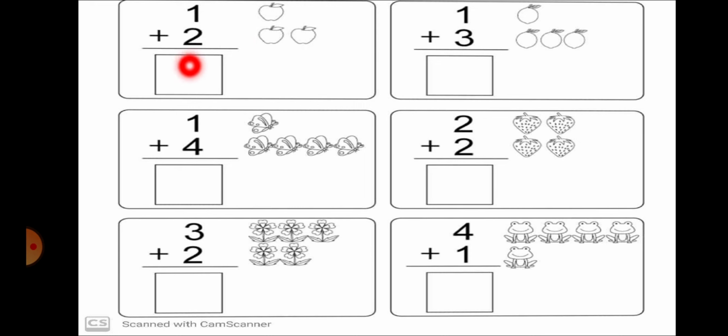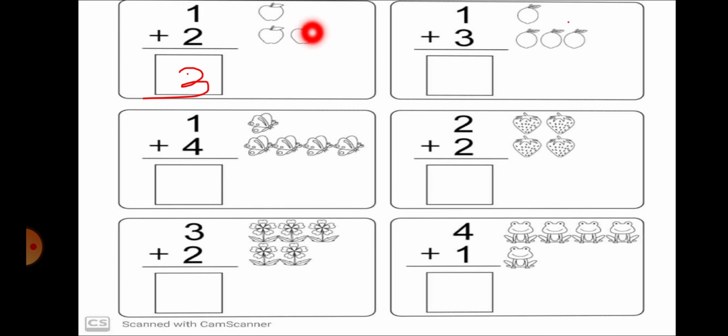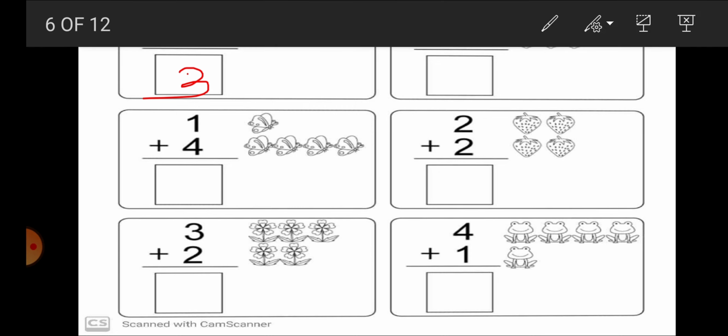Okay, so 1 plus 2, what will it be? 1, 2 and 3. What will be the answer? 1, 2 and 3. Note it down in your book. This is number 3. Now next is 1 plus 3. Okay, now count all the figures together. 1, 2, 3 and 4. What is the answer? 4. Write it down here.